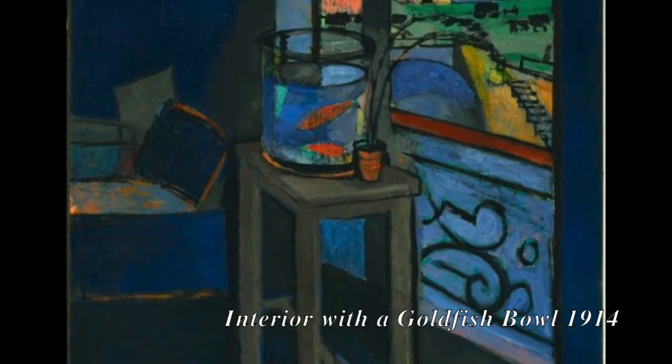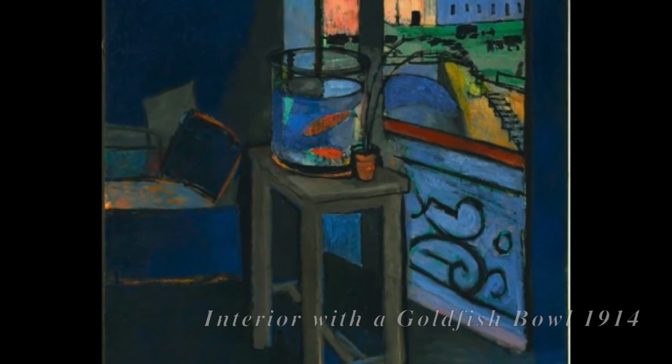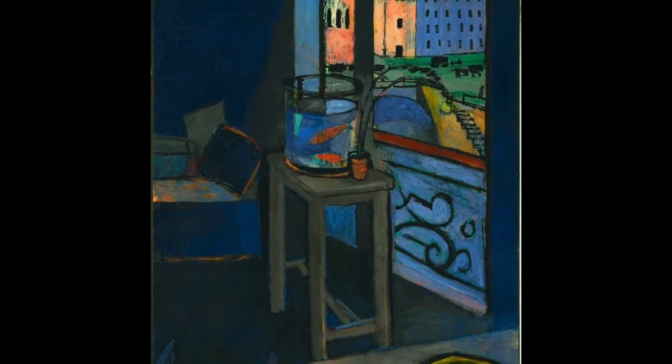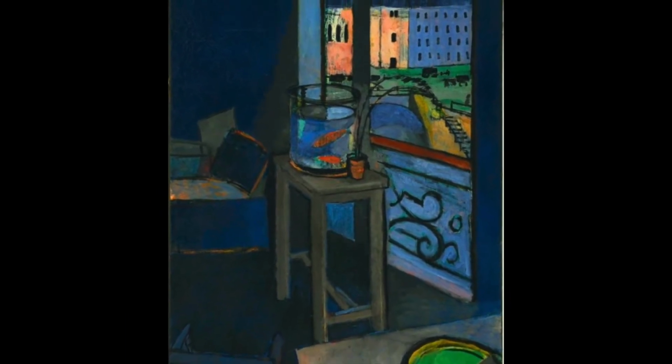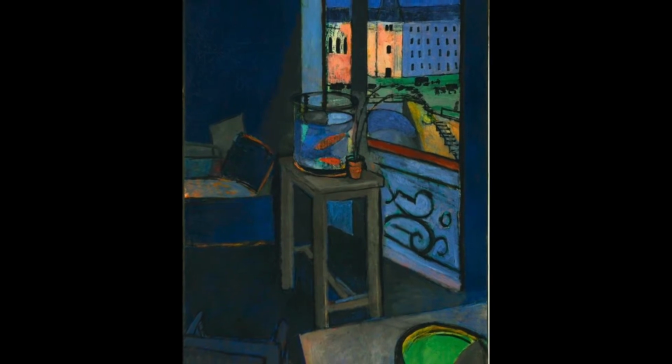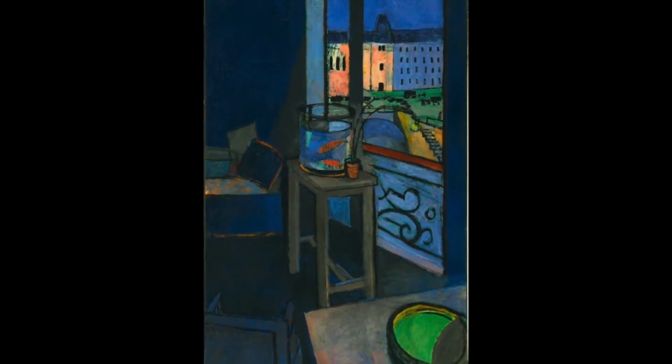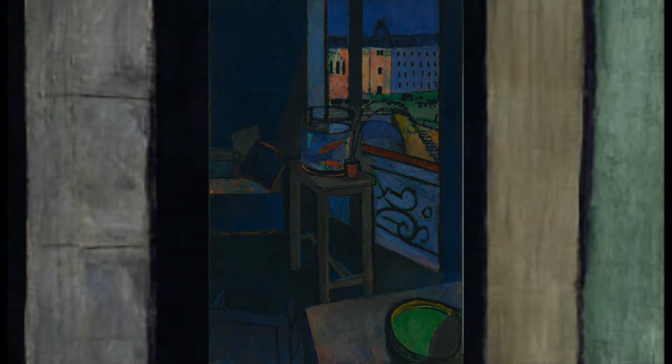We see this use of the window again with Interior with Goldfish, where we have this sense of the colors both bleeding in and out of the space of the window, leading to, again, these very bright tones that we find in the goldfish and the green plate that's located in the foreground.